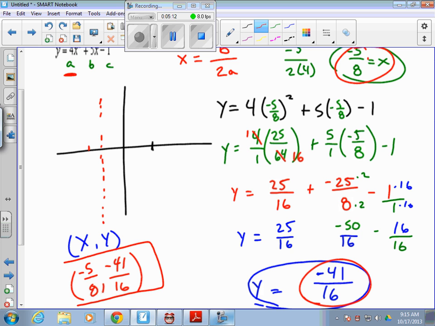You'd graph, okay, how would you graph that? You'd graph that as negative 5 over 8. You would have to estimate a little bit. Negative 5 over 8 is where we have that axis going up and down right there. It's a little bit past halfway.